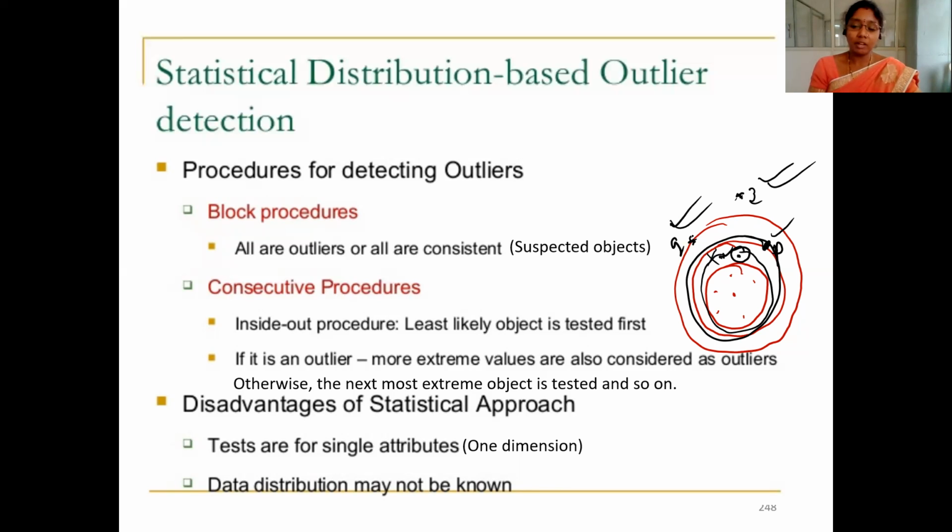What does that mean? This method works only for one-dimensional data, a single attribute, but in real time we may have multiple dimensions of data. Here it also assumes that the data distribution should be known in advance, but this is not the case all the time. Sometimes we may not know the distribution of the data in advance. So in such cases, it is not helpful.